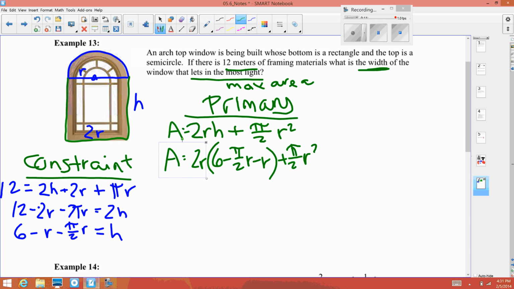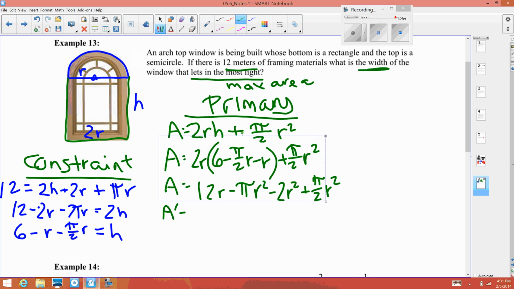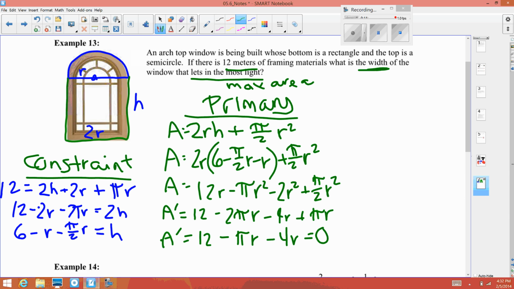Okay, I'm going to choose to simplify before I move on. So we'll get 12r minus pi r squared minus 2r squared plus 1/2 pi r squared. All right, and from here I'm just going to take the derivative. So I get 12 minus 2 pi r minus 4r plus pi r. So I have minus 2 pi r plus pi r. So that gives me 12 minus pi r minus 4r. We're going to set that equal to 0.